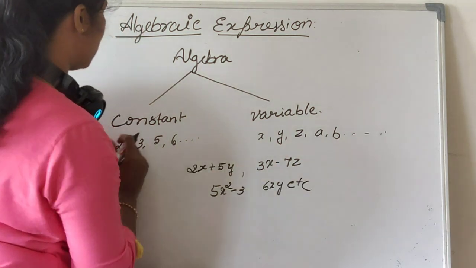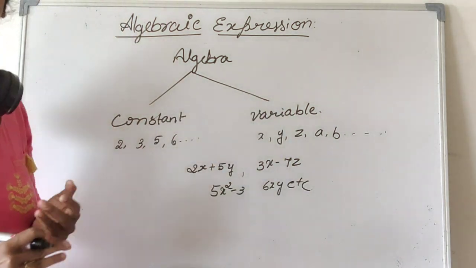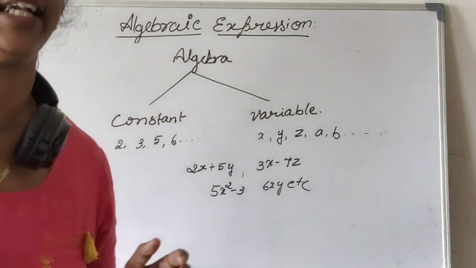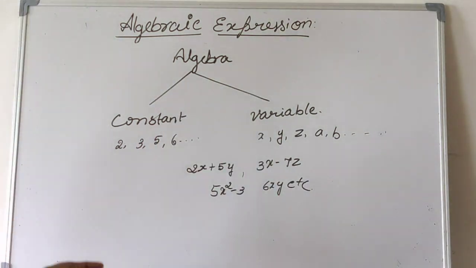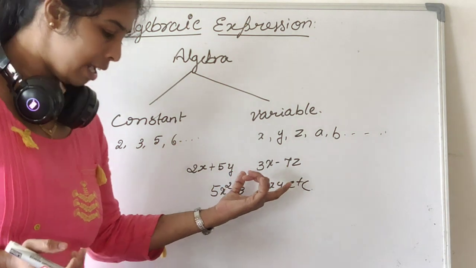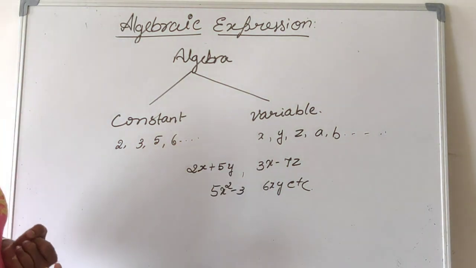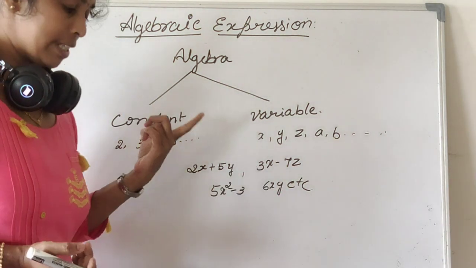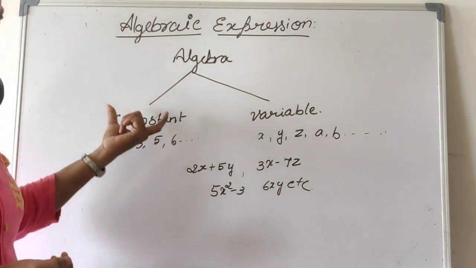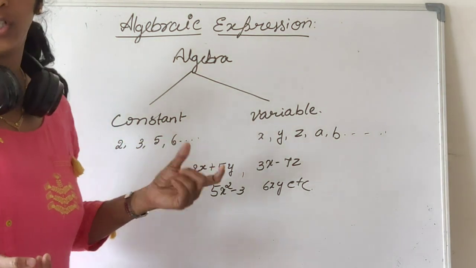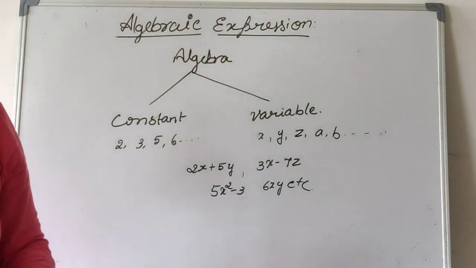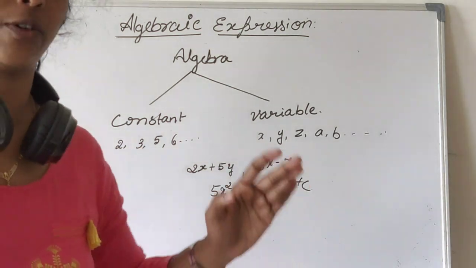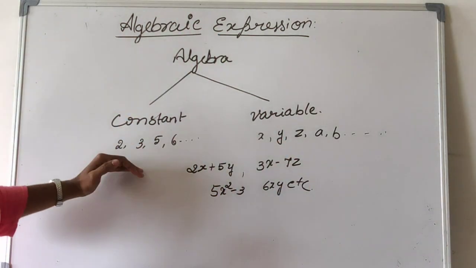So a combination of constant and variable together we are calling as an algebraic expression. So these are all the algebraic expressions. So first, what is a constant? A symbol which has a fixed value. 2 is 2 only. Wherever you go, the value of 2 will not get changed. It remains 2 only. So it is a constant.